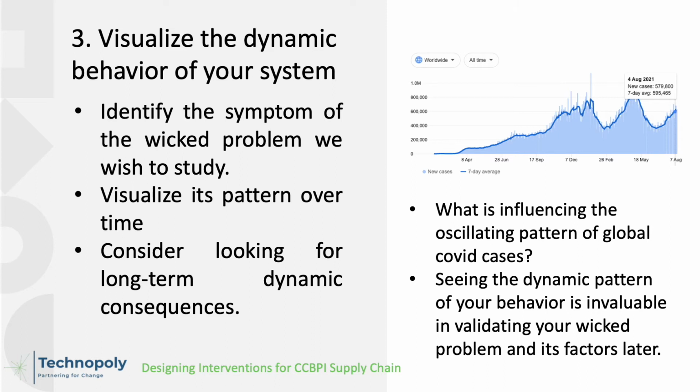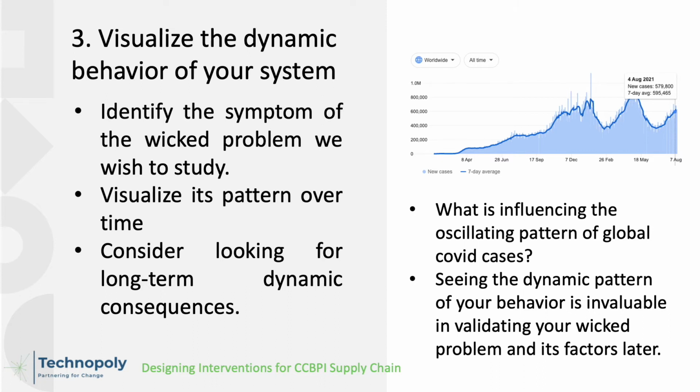In this step, we need to keep in mind how our system is behaving at that moment. We need to be able to visualize the behavior of our system. In here, we have to recall what symptom we are looking at, which is the result of the wicked problem that we are studying. We need to visualize the pattern of this symptom, and we also need to understand the consequence of this pattern over time.